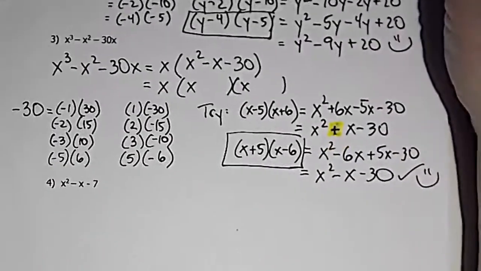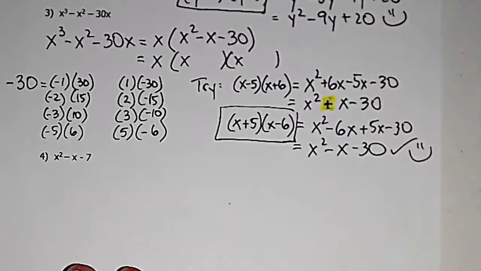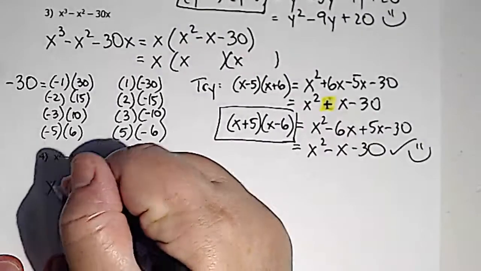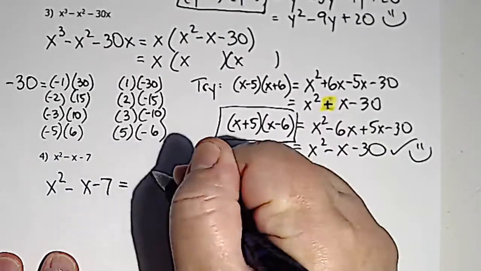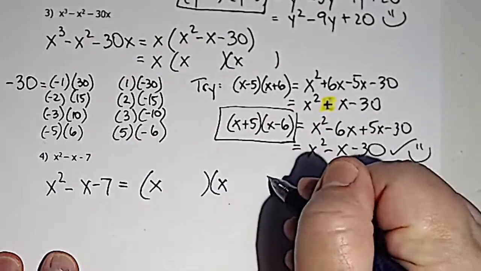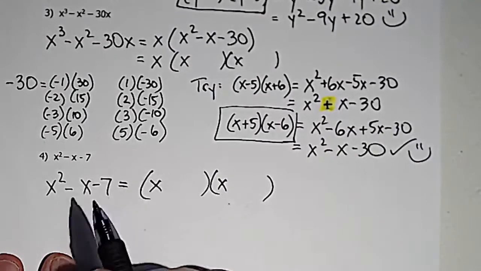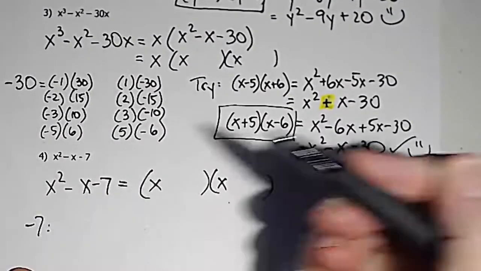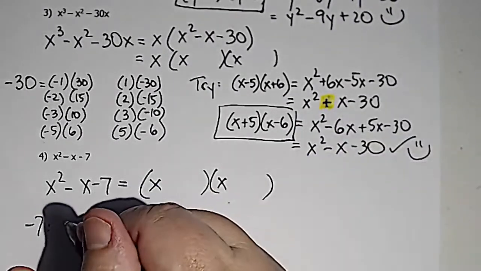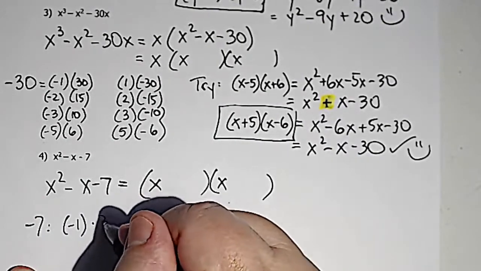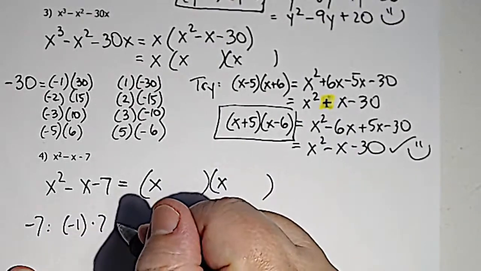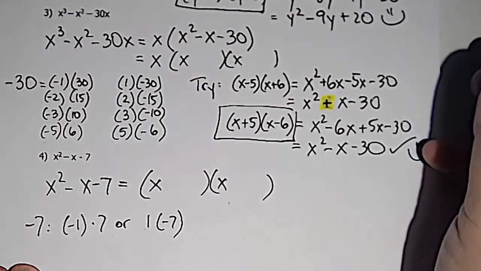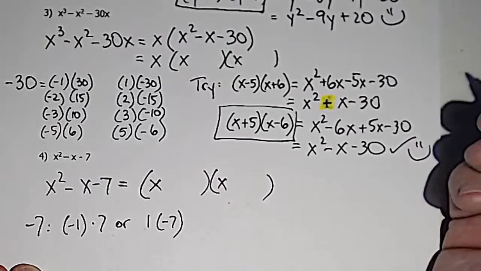Shall we try one more? Super fun. Okay. x squared minus x minus 7. So I want to break this down as x, something. So that's the first. Then I look at negative 7 and ask, how do we make negative 7? Negative 7 could be negative 1 times 7, or 1 times negative 7. Now 7 is prime, so there's no way to break it down in any other way. So let's try one of those.